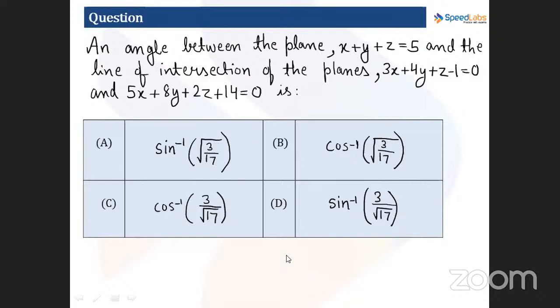We discussed in the last class what the coefficient of x, y, z signifies in the equation of the plane. That is the hint for this question. You just have to visualize.